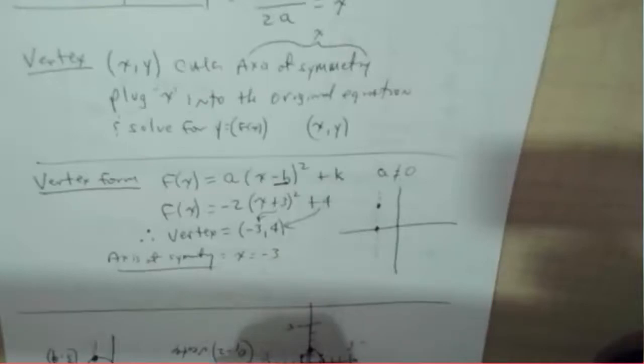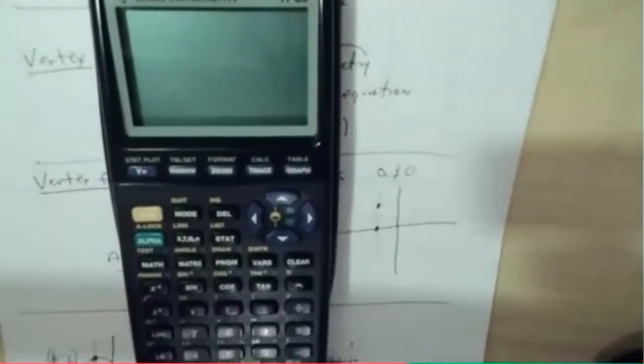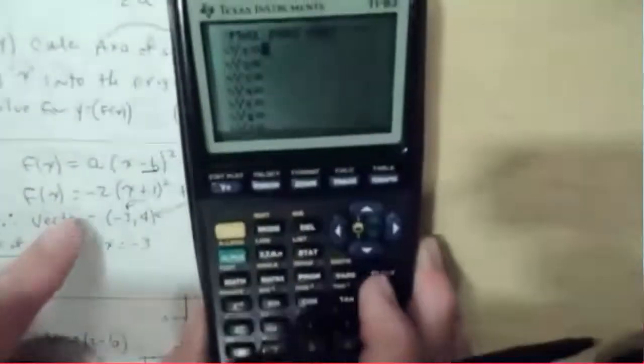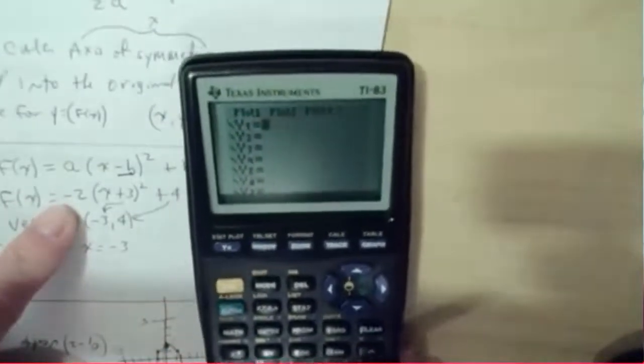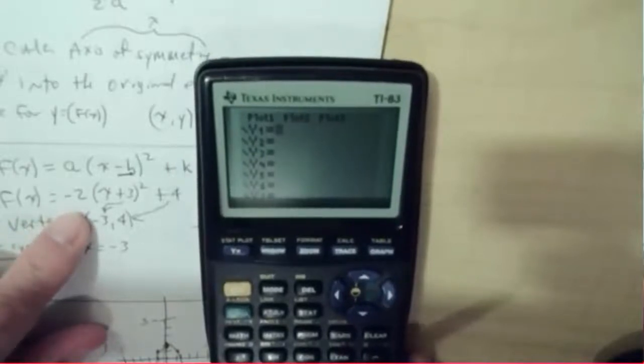Now, I'll tell you what, here, let me graph this thing for you. Maybe it'll make it a little easier. First you turn it on, and you go to y equals. Now we're going to put in this equation right here in vertex form, just the way it is. The calculator will deal with this.